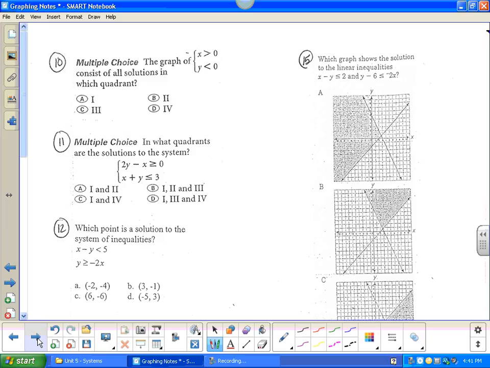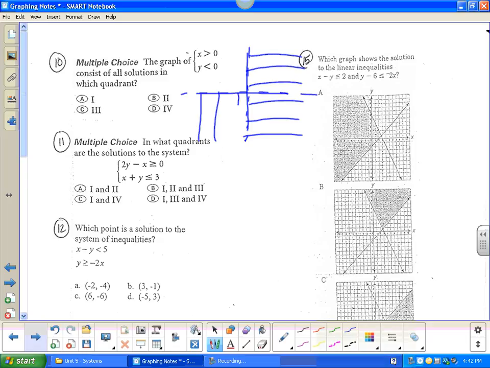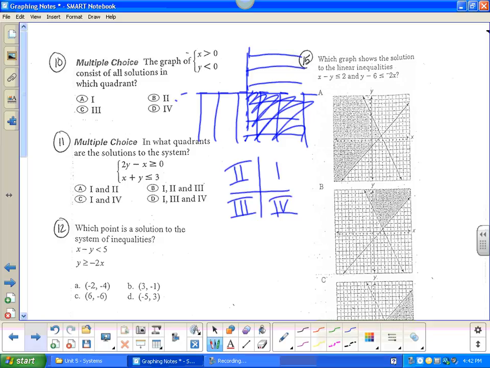Number 10, the graph of x is greater than 0 and y is less than 0 consists of all the solutions in which quadrant? Well, again, remember, this is not just the lines. This is the shaded part. So x is greater than 0 is going to be a vertical dotted line, shaded to the right. Y is less than 0 is going to be a horizontal dotted line, shaded below. So the double shaded part is all in here, which is which quadrant? If you remember, it's 1, 2, 3, 4. So this is quadrant 4.